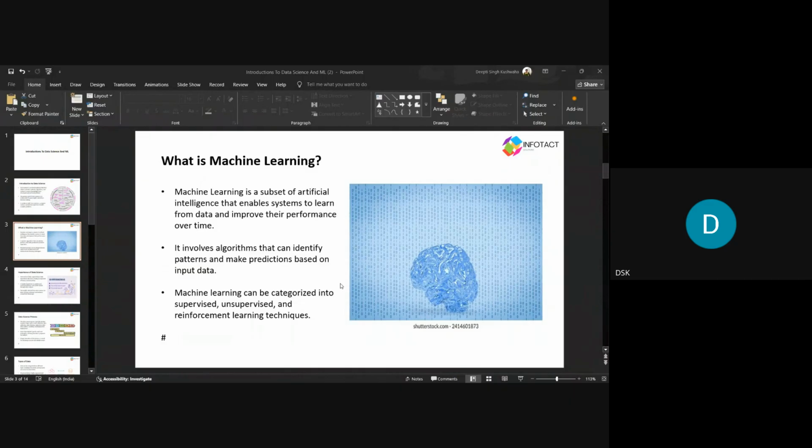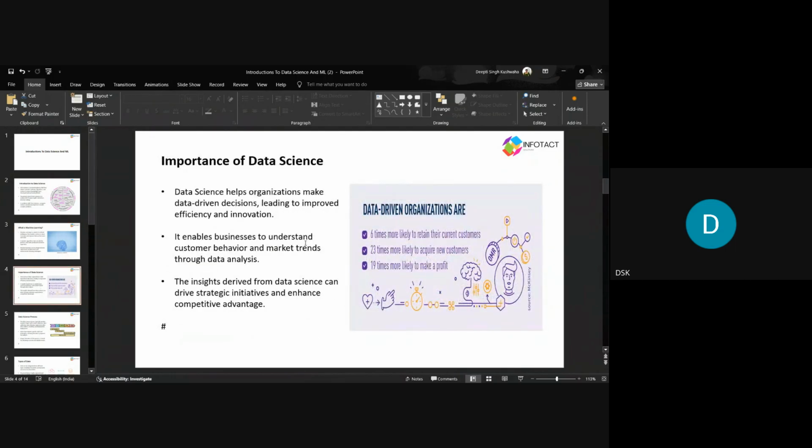So in short, it's about machines that can identify patterns and make predictions after learning from data. For example, your email service learns to predict which emails are spam based on the patterns it has seen in millions of spam messages. The three types of machine learning are supervised, unsupervised, and reinforcement learning techniques. Now, the importance of data science, let's see.